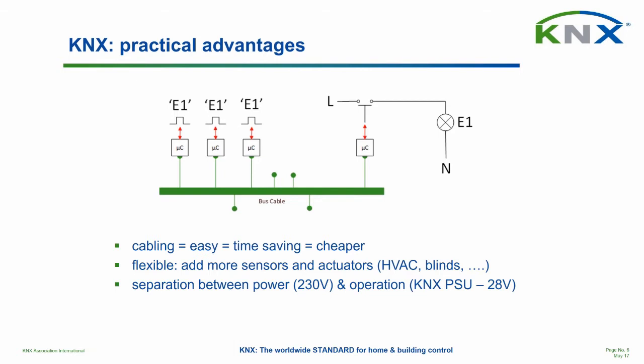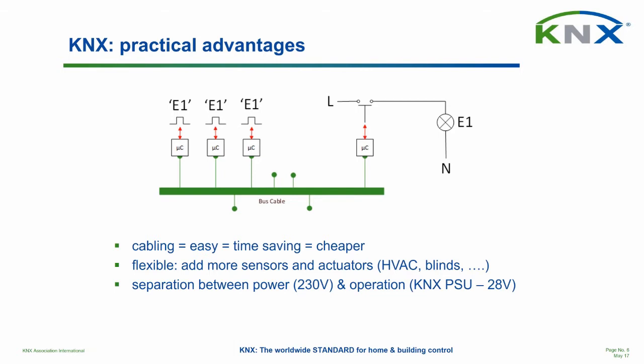Such a system is also very flexible. It is really easy to add more sensors and more actuators, because what you actually do is just put them in parallel, so to say. Not only for lighting, of course, can this system be used. You can also add devices that support HVAC functions, blinds, etc.